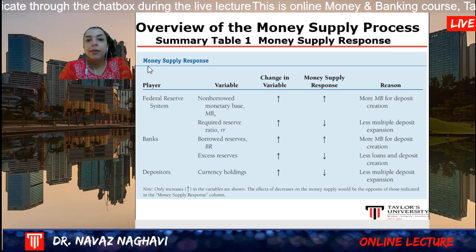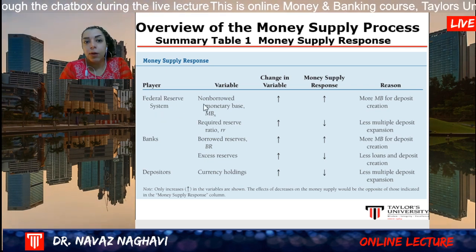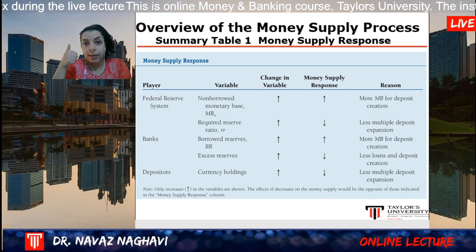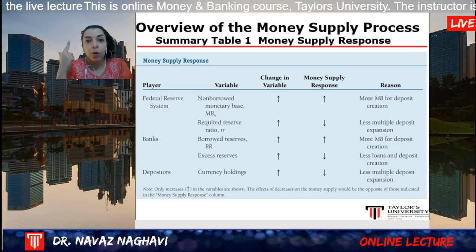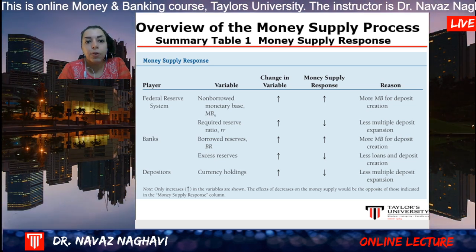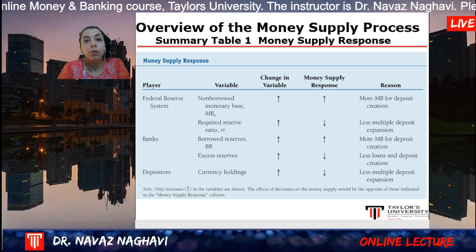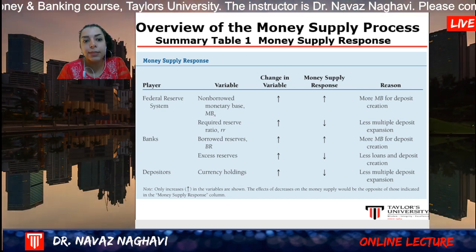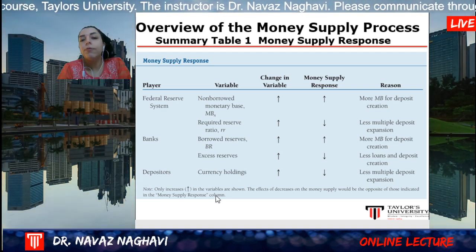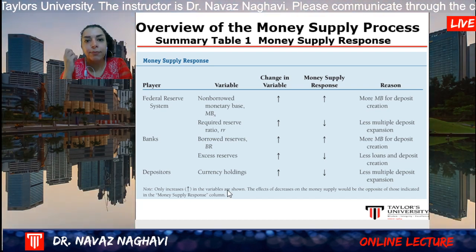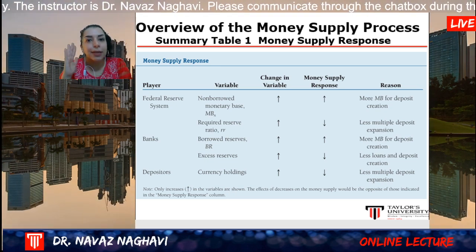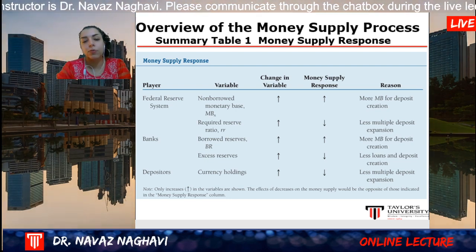Now see one thing. If the player is the Federal Reserve, what are the components? The components are the reserve ratio, RR, which is implemented by the Federal Reserve, and the non-borrowed monetary base. What is in control of the bank? Borrowed reserve. They know how much they want to borrow, and how much they want to keep with themselves, so that's the excess reserve. Then what is in control of the depositor? In control of us is only one thing: whether we want to have the checkable deposit or we want to have currency, that's all. So this is what is in control of us.